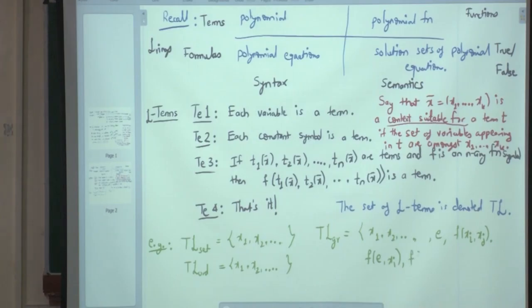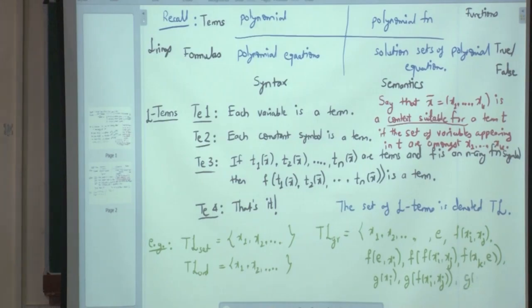I can also say something like f of f of xi xj, xk, or f of xk, e. I can apply it iteratively, correct? And there is also one more symbol, which is inverse, and that I can use also. Did we call it g in the last lecture? Yeah, so then g of xi is a symbol, then g of f of xi xj is a symbol, this is also a term.